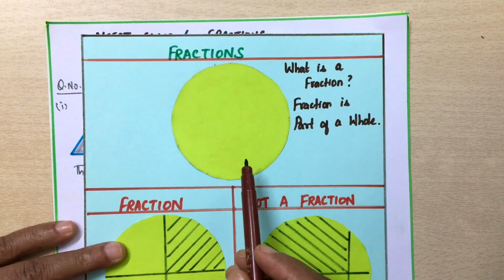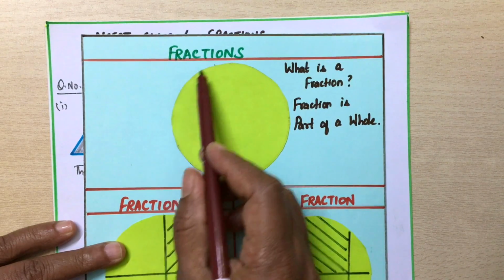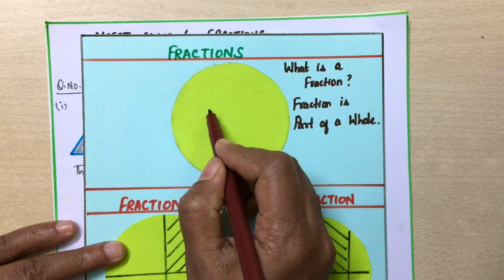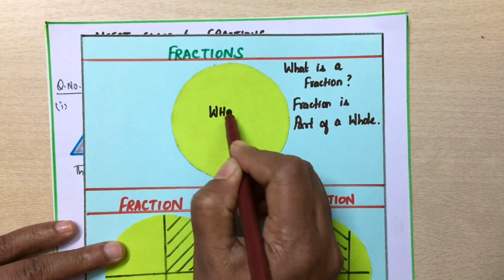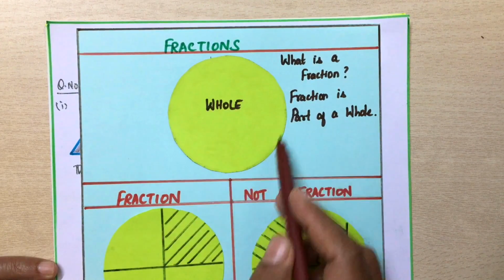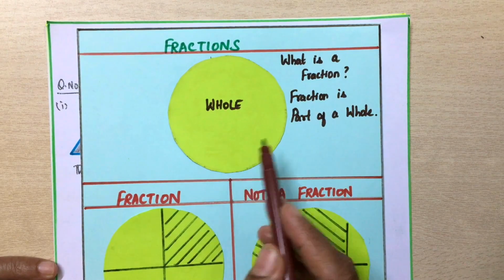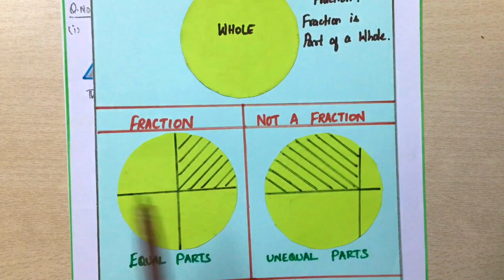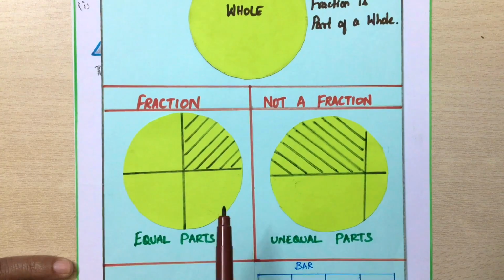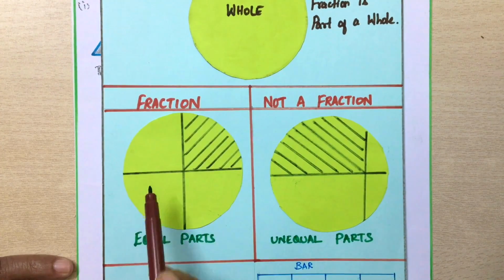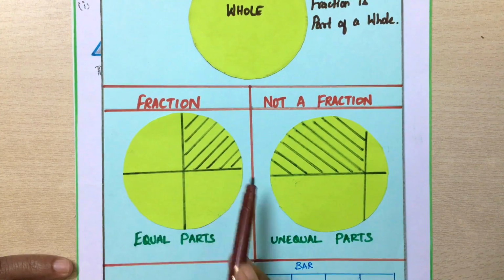Fractions. What is a fraction? Fraction is part of a whole. Okay. Now let us consider this circle. This is the whole. Sometimes we need some parts from this whole. Okay, so that is what fraction is all about. Now the most important point here to notice is always remember the parts should be always equally divided.